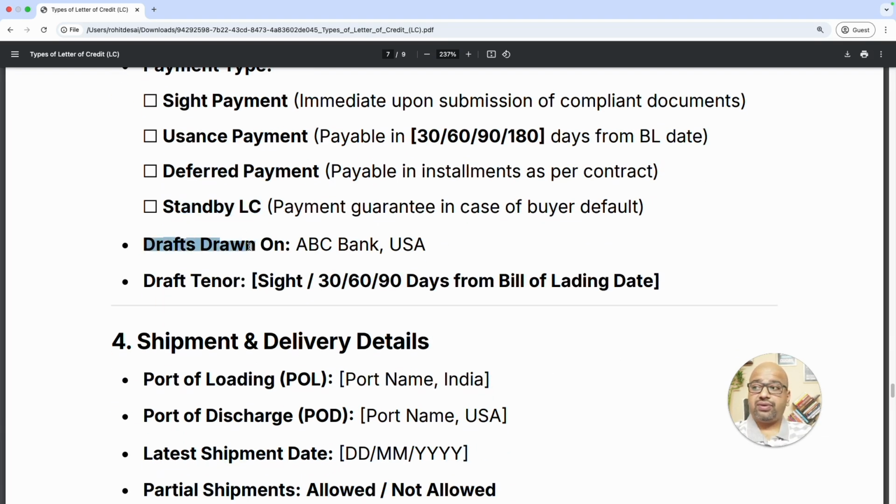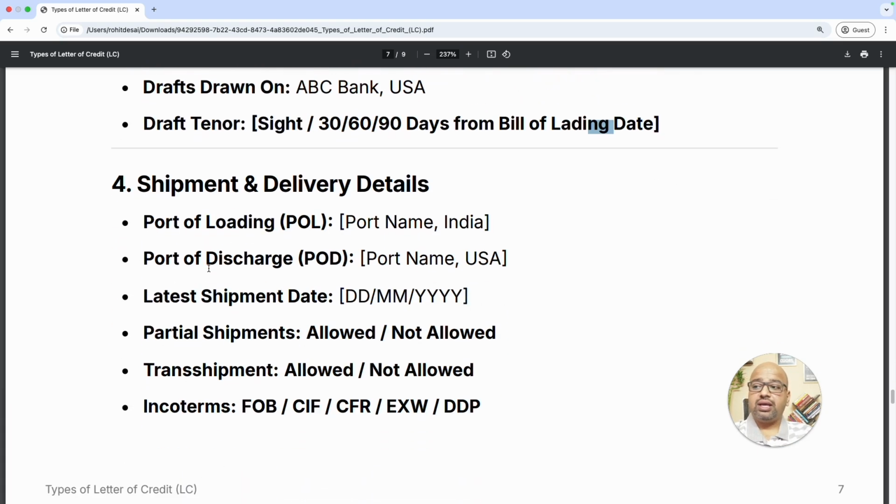And draft drawn on. So this is the bank who prepares the draft and sends it to your SBI account. It could be any account, just an example as a seller's bank account. Okay. Draft tenure can be like sight, LC, again the same thing will be mentioned. Shipping documents, the port of loading, port of dispatch, last date of dispatch, partial is allowed, partial shipment.